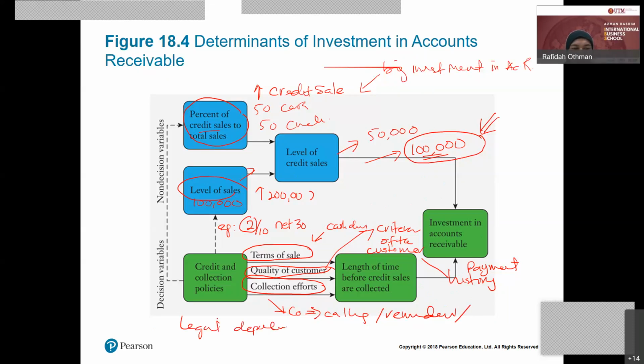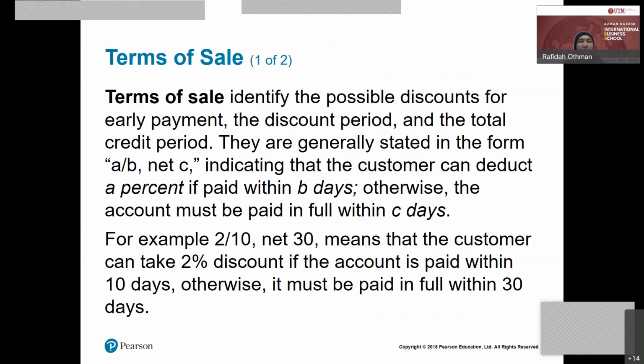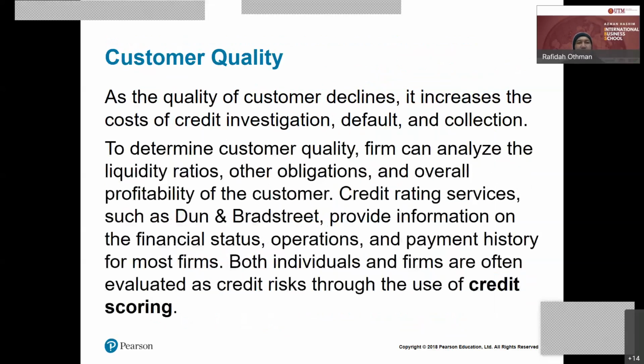So meaning that if there is a default, you can sue them in court. Okay, so these are the terms of sale, customer quality.